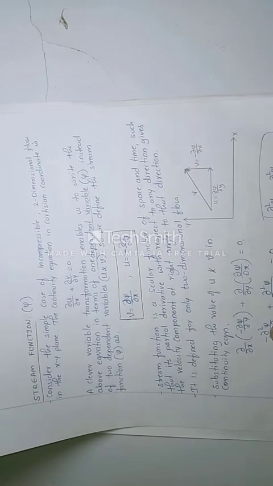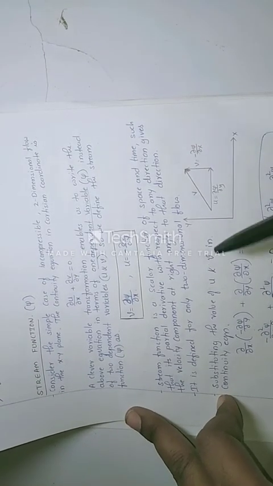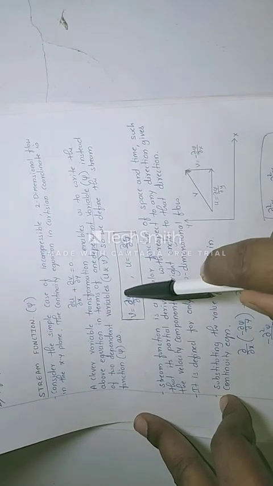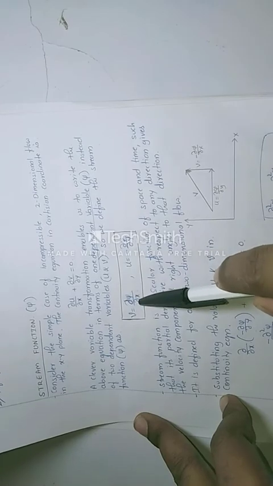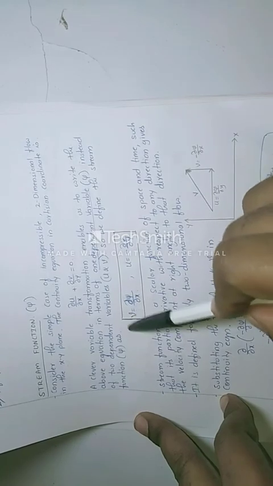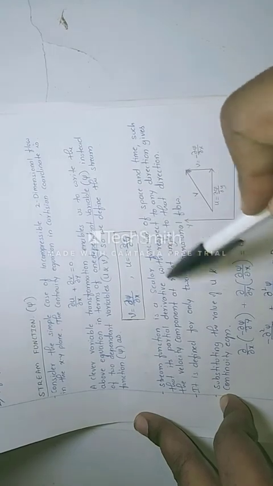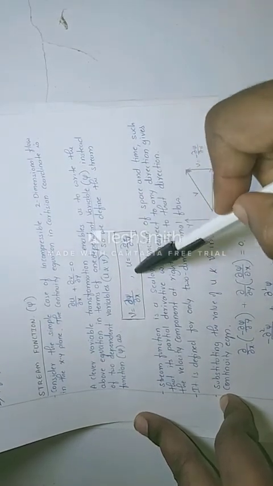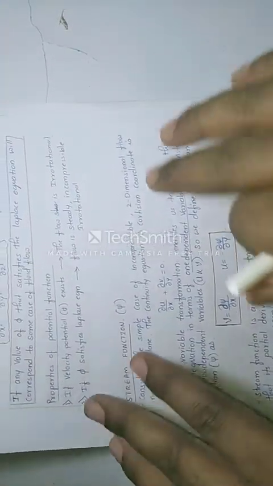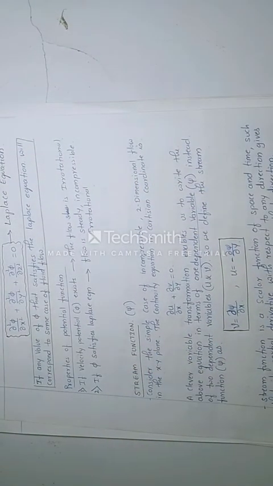We define the stream function for 2 dimensions; we don't consider the stream function for 3 dimensions. If I differentiate the stream function along the x direction, then I will get the velocity component at right angles to that, that is v. If I differentiate the stream function along the y direction, then I will get the velocity component along the x direction. So this is about the stream function. We have discussed all these topics in detail in the class.